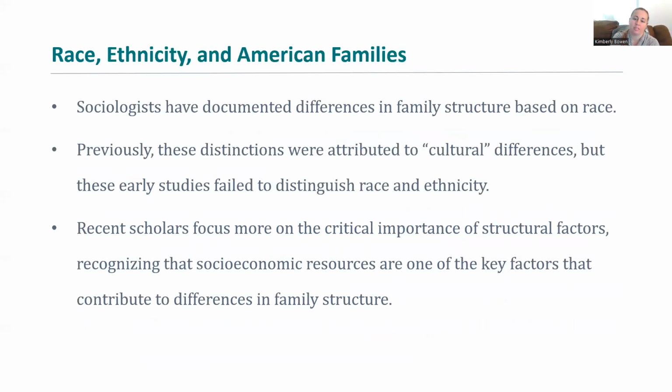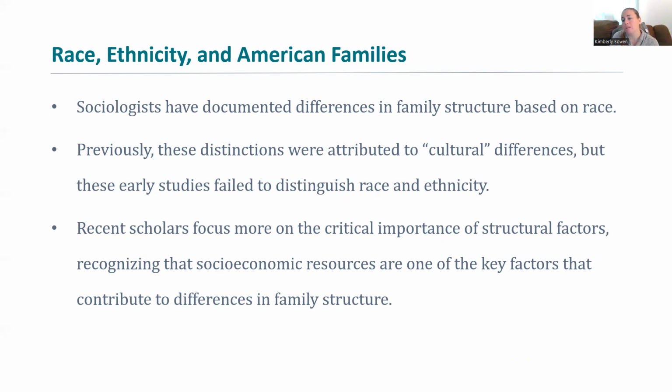Sociologists have documented differences in family structure based on race. Again, there are cultural variations even within racial categories, and geographic regions and religious ideology are things that structure some of those differences. Some of those early studies really just failed to distinguish between race and ethnicity. Recent scholarship focuses more on the critical importance of social structures and factors like economic resources, which point to the key differences within family structure, which again we talked about earlier in this lecture.